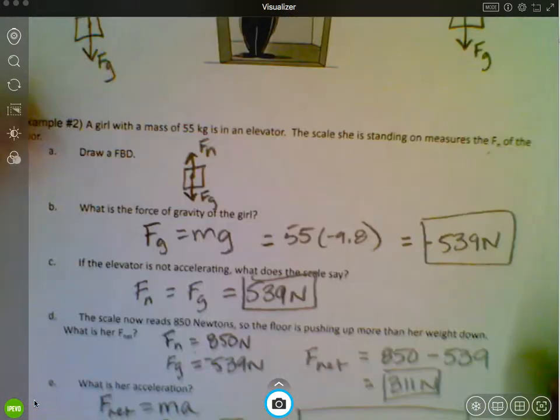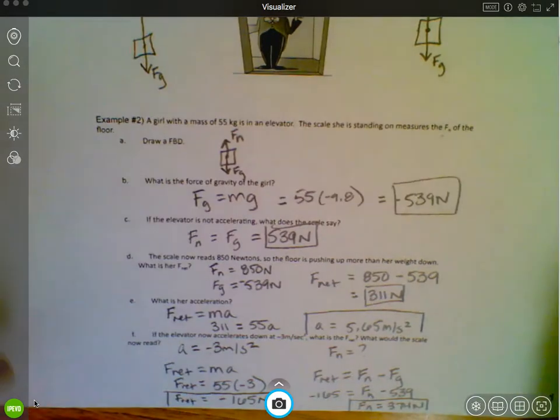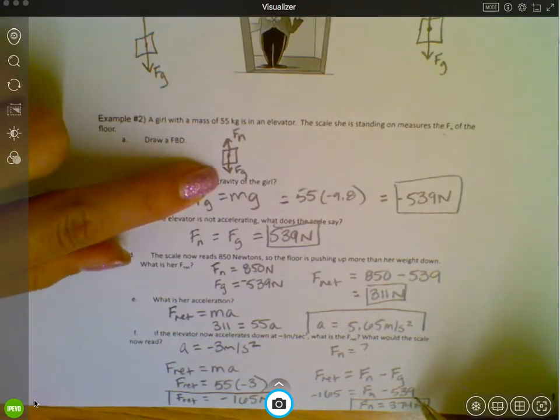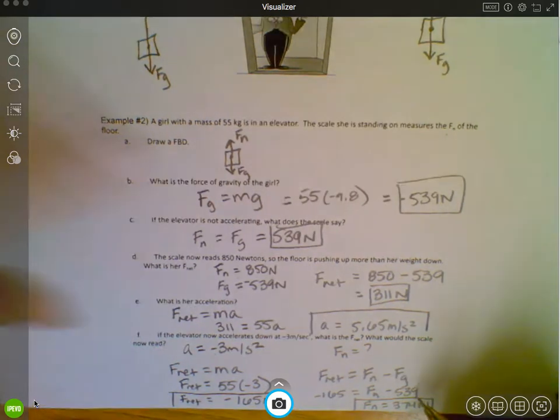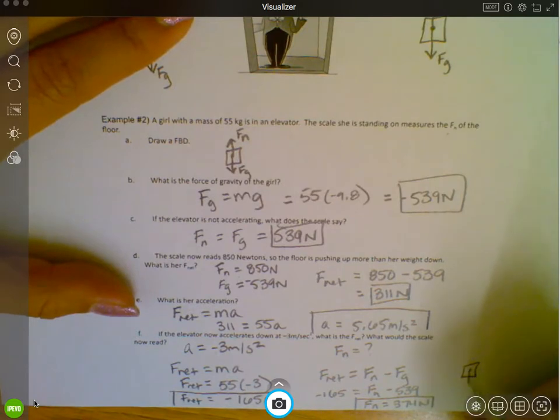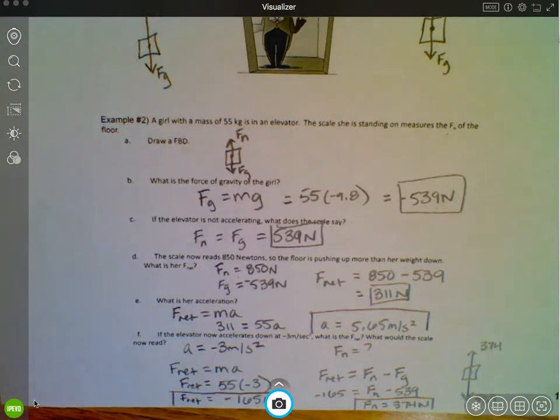Now, let's make sure that that makes sense. If we look back at our free body diagram, does it make sense that her normal force is less than the gravity force if she's accelerating downward? That should make sense to you. Downward force would be 539, upward force would be 374. And so, yes, she should accelerate downward.